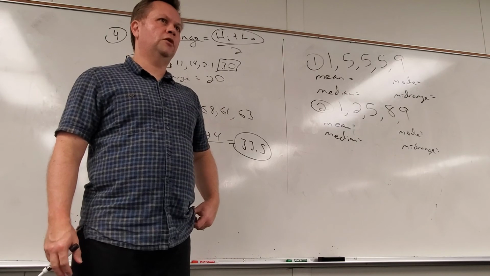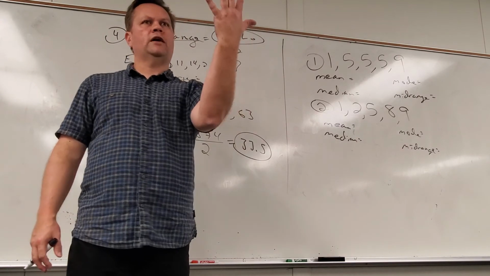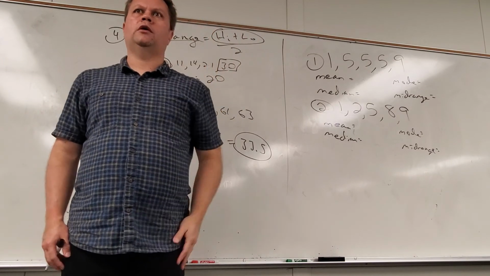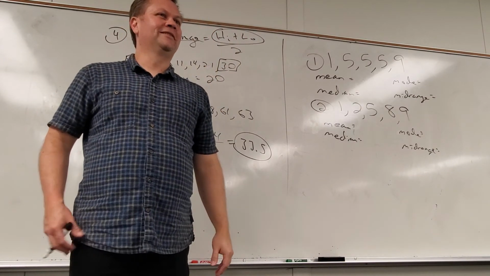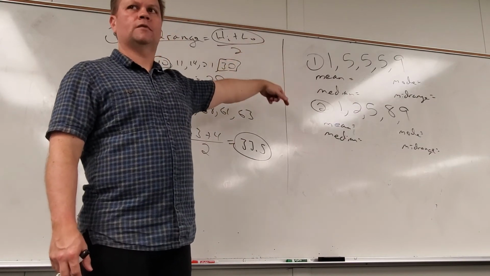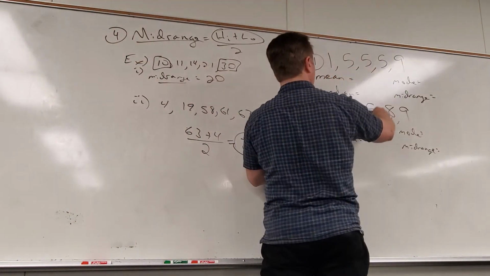Median should be pretty quick because they're already in order and there's 5 of them. So just pick the number in the middle. What's the median for both sets of data? 5, because it's the number in the middle. They're both in order.